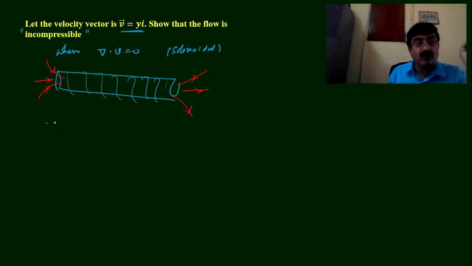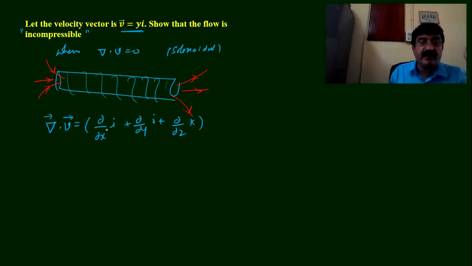So what we have to do? First we have to find out the divergence and show that it is equal to 0. Well, let me do that. Dou by dou x i, dou by dou y j plus dou by dou z k. This is obviously the del operator. Dot the given function y i. Okay, do it.